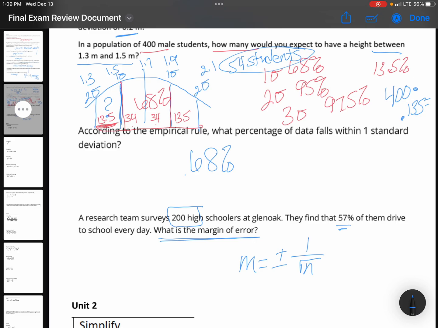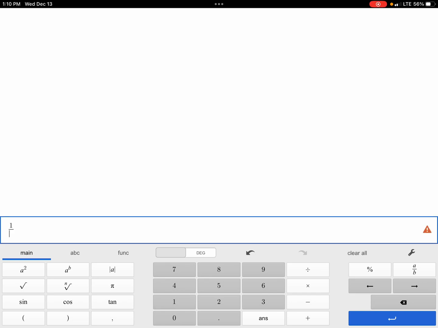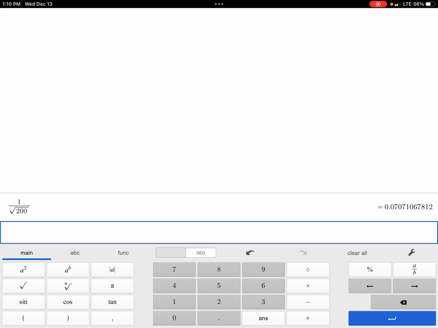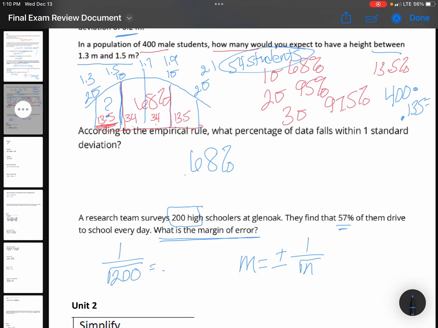So we would just simply say, all right, well, what is 1 over the square root of 200? And you'd want to jump back to your calculator. All right, so clear that. So 1 divided by the square root of 200 equals. Now that gives me like 0.07, and if I wanted to write that as a percent, then we just move the decimal over 2 places. That means 7% would be my margin of error. And that is Unit 1.